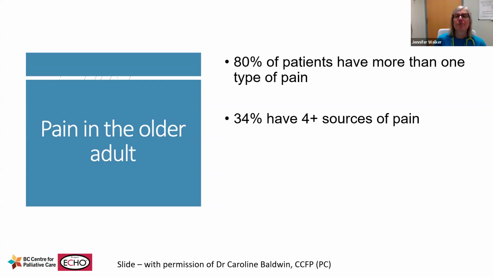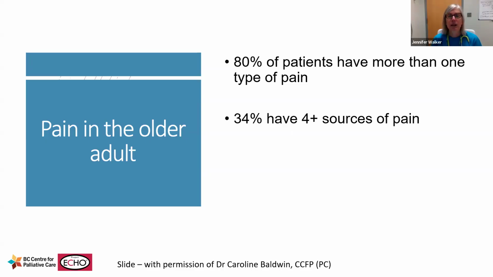So 80% of patients have more than one type of pain, and 34% have 4 or more sources of pain. So what does that mean exactly? People can experience different types of pain depending on which tissues are diseased or damaged. The most common type of pain across long-term care residents is nociceptive somatic pain, and that is pain related to the musculoskeletal system. And so think of osteoarthritis, osteoporosis, post-fracture pain.